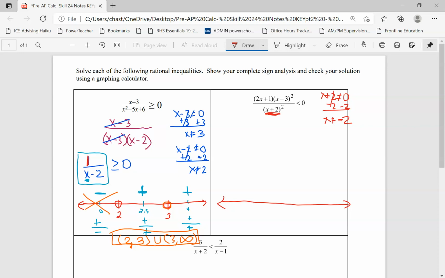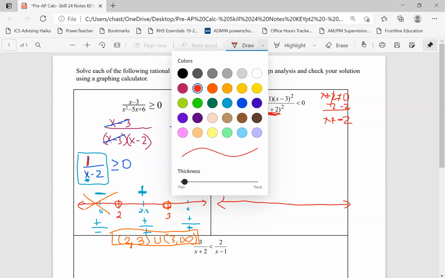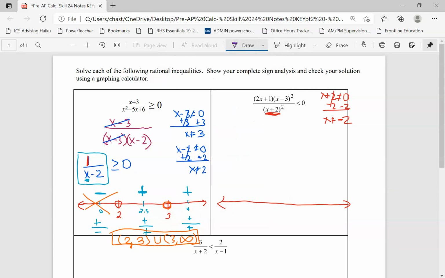But we will have a couple of zeros. So our zeros are going to occur at this point and at this point. So 2x plus 1 will be a 0 when 2x equals -1, so x would be -1/2. That's going to be a 0. And then x minus 3 equals 0 whenever x equals 3.